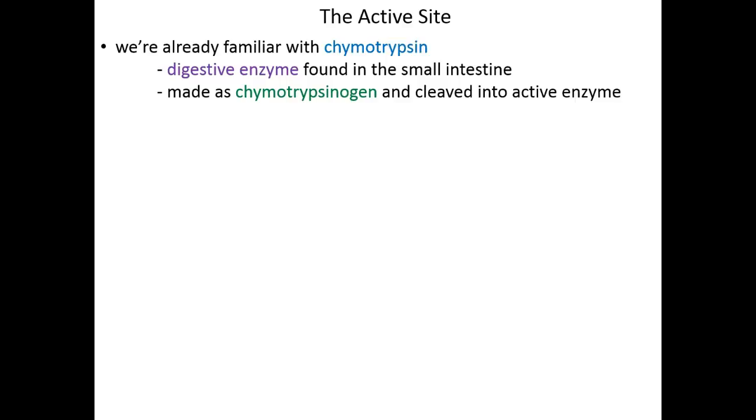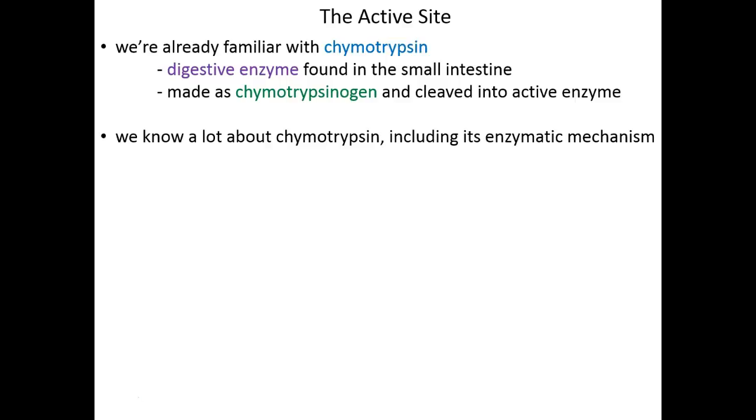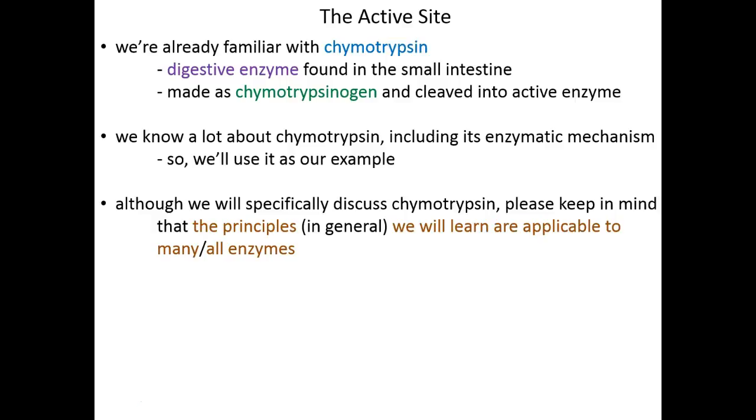Once it gets into the small intestine, chymotrypsinogen is cleaved by pepsin. That makes it pi-chymotrypsin, and pi-chymotrypsin then cleaves other pi-chymotrypsins, fully activating them into chymotrypsin. So we know a lot about chymotrypsin. We know how it's made, we know where it goes, we know how it's activated, we know it's a zymogen, and we also know quite a bit about its enzymatic mechanism. We understand, as biochemists, how chymotrypsin cleaves peptide bonds. It's a fairly simple process. It's just 6 steps, and so we'll use this as our example of an enzymatic mechanism.